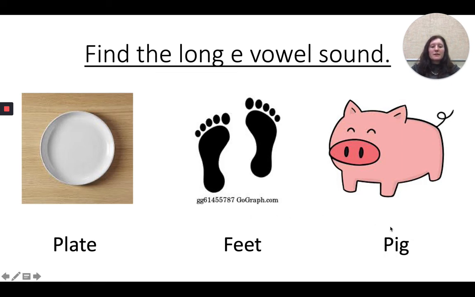When we look at the word pig, we don't even see the letter E in it, so we know that pig we can get rid of. And lastly, we have the word feet. And like before, I had mentioned that in the word feet, we notice the double E in the middle. And so when we have that double E, we definitely know it's going to give us that long E sound. So when we say the word feet, you can hear that long E sound in the middle.